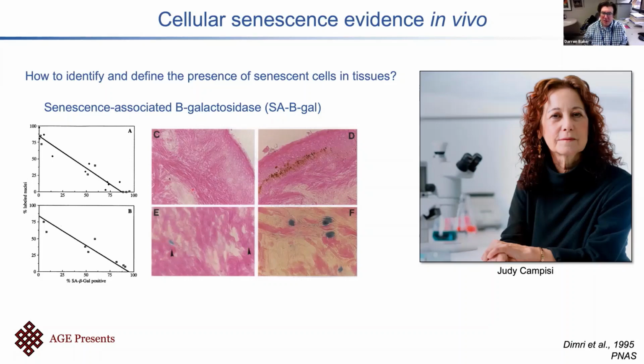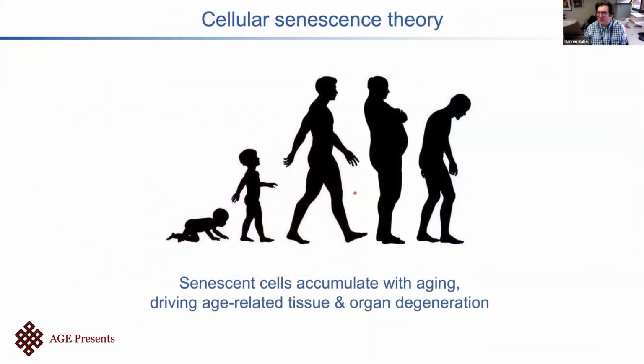This is from a young individual's skin, this is from an old individual's skin, and you can see the accumulation of these beta-gal positive cells, both in epidermis and dermis, in this particular study. So we now had a tool where we could at least characterize: do senescent cells accumulate with advancing age? And it was found, in fact, that senescent cells do accumulate with aging and at sites of age-related dysfunction.